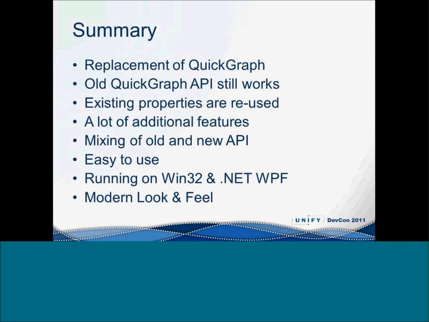So in summary, before I start my presentations and my demos and so on, it's a replacement of a quick graph object. So a quick graph API still works. There's no need to change something. We map it directly to the new API. Existing properties are reused. We have a lot of additional features. You can mix old and new API. It's very easy to use. There's no secret behind the scenes. It runs very well on Win32 and .NET environments and has a modern look and feel.